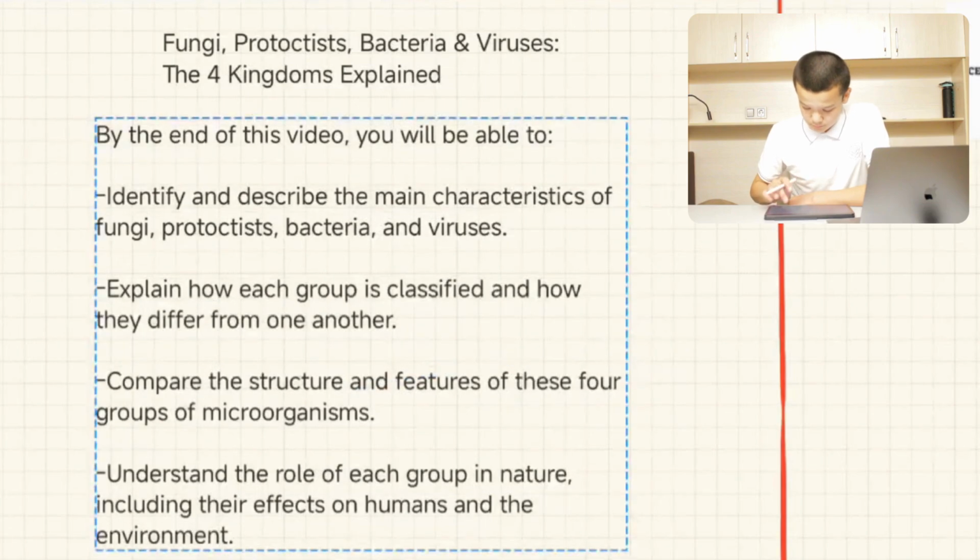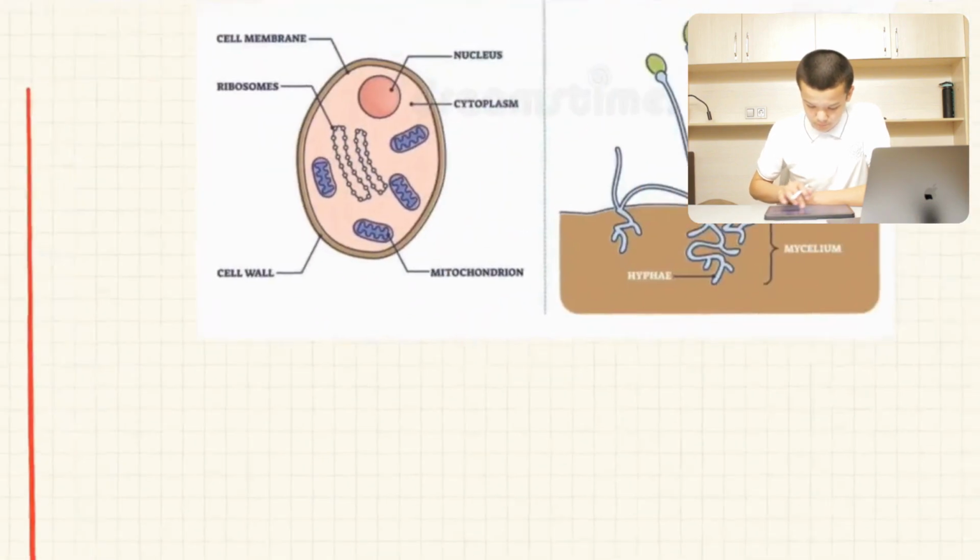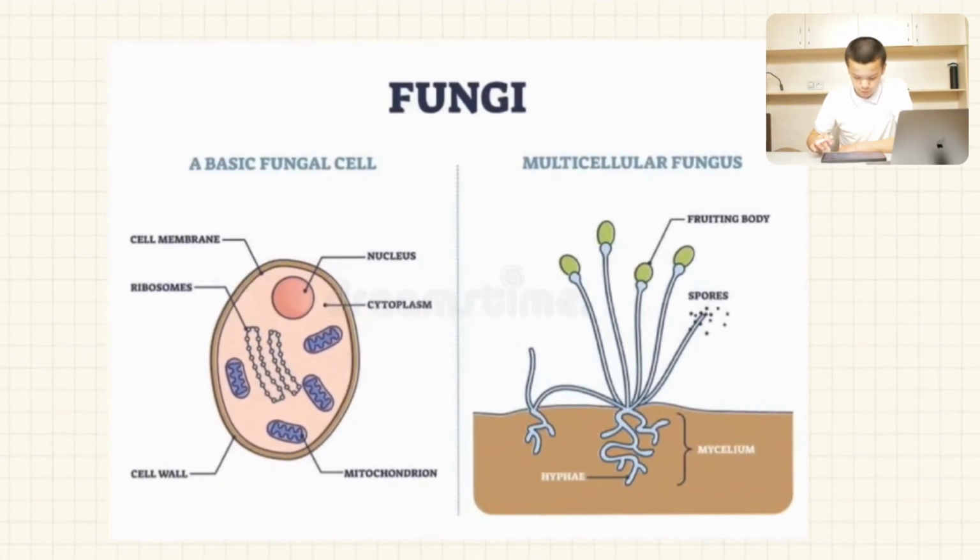So, our first group is fungi. As you can see on the screen, this is a basic fungal cell. It contains cell membrane, nucleus, cytoplasm, mitochondrion, cell wall, and ribosomes. Fungi are a group of organisms containing mushrooms, toadstools, molds, and yeast.